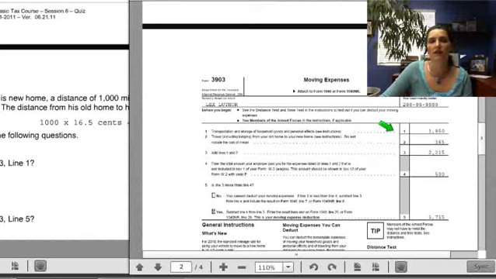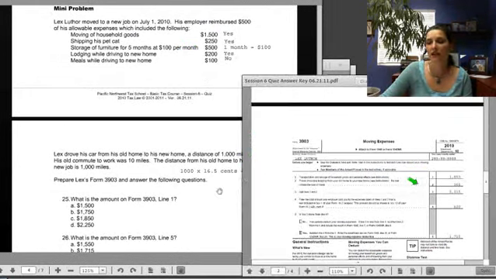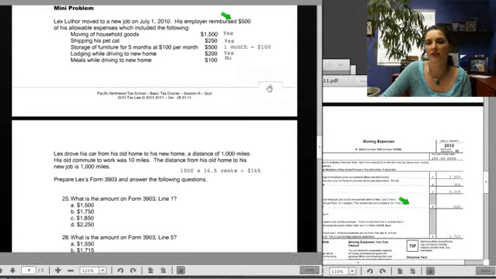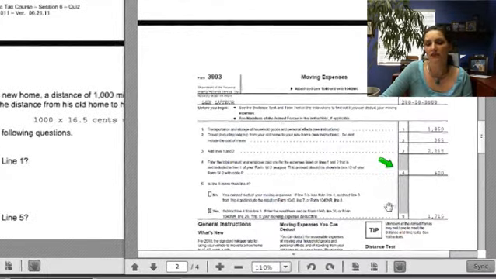Then on line 2 we have lodging while driving to the new home was $200 plus the mileage driving to the new home of $165. We totaled those up and entered that on line 2 for $365. So the total moving expenses are $2,215. And then it says how much was reimbursed by your employer, and the problem tells you $500 was reimbursed, so you should have entered that on line 4. And then, of course, the total deduction that is allowed on the return is $1,715.